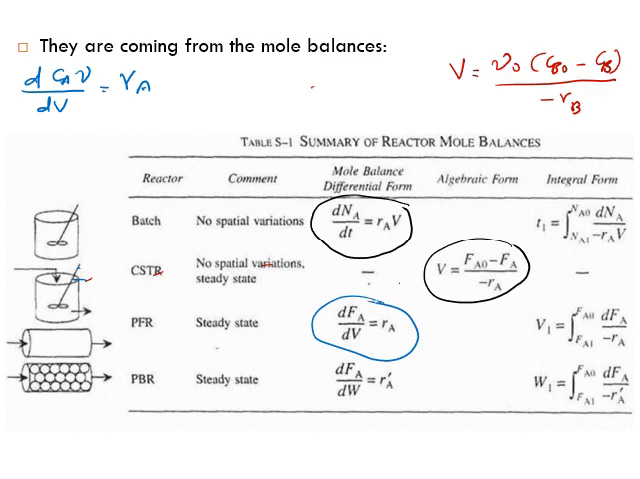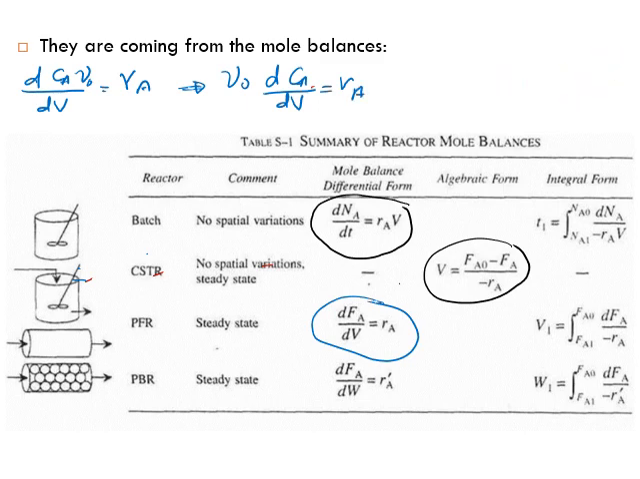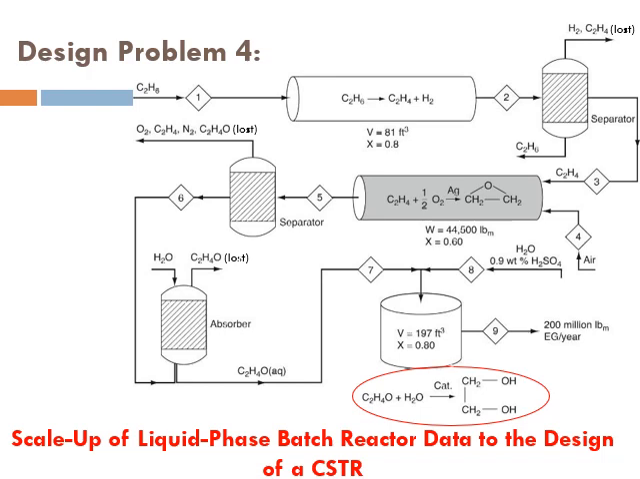And of course, in this case, the volumetric flow rate is constant because we have a liquid phase reaction. So epsilon can be written as epsilon naught, and therefore epsilon naught goes outside the derivative, so the equation can be written as epsilon naught dCa/dV equals Ra. And likewise for B, we can write epsilon naught dCb/dV equals Rb, and so on. Okay, let's apply what we have learned to the reaction in the last reactor of our ethylene glycol plant.